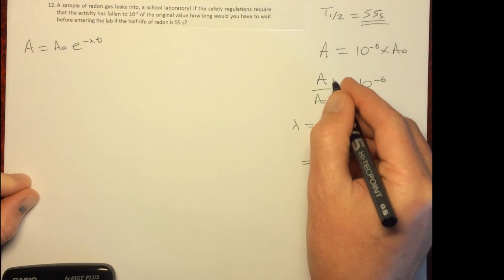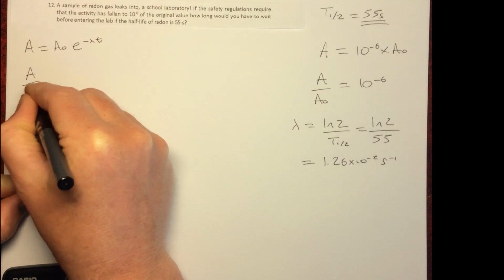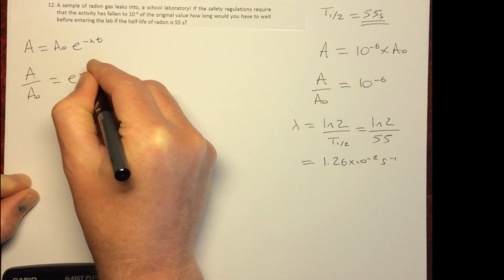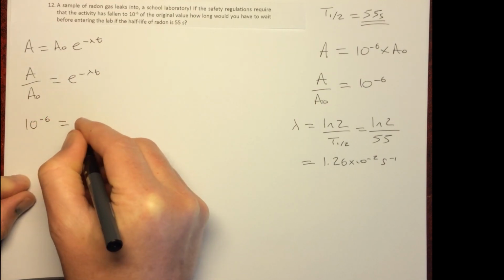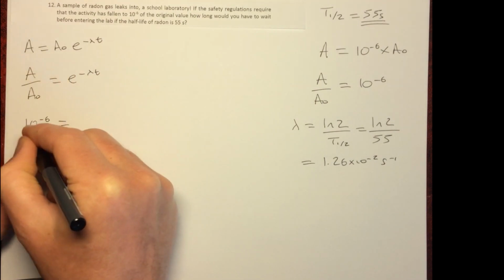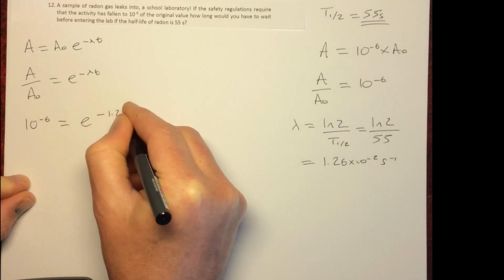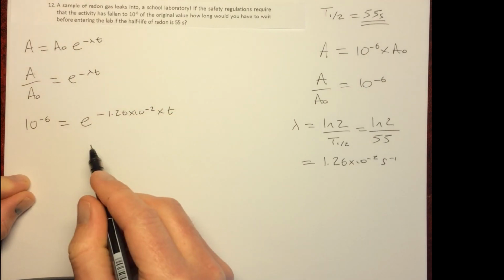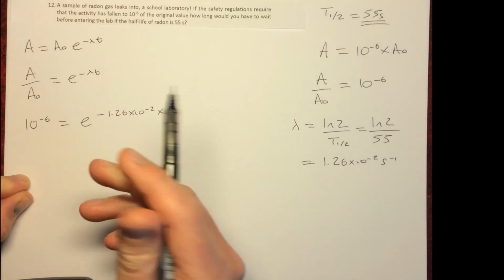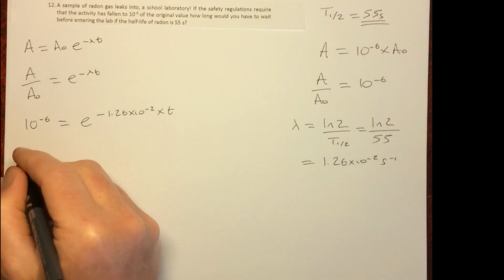So as I said, we know that A over A naught is 10 to the minus 6, so we can rewrite the equation like this and then put the numbers in. So 10 to the minus 6, because that's A over A naught, equals e to the minus 1.26 times 10 to the minus 2 multiplied by t. Now if you want, before you put the numbers in, you can do the rearrangement of this equation, or you can do it after you put the numbers in. It's totally up to you.